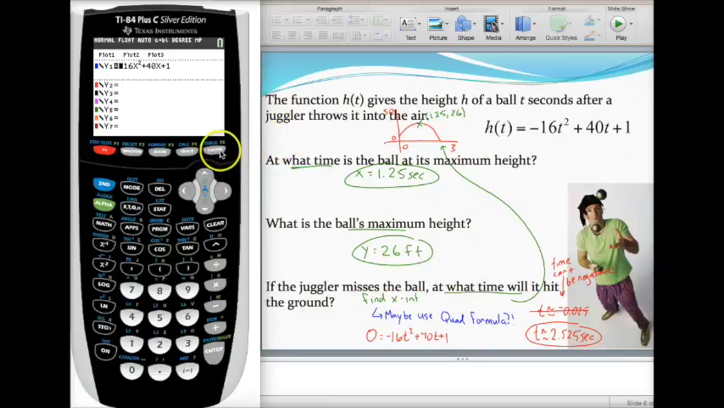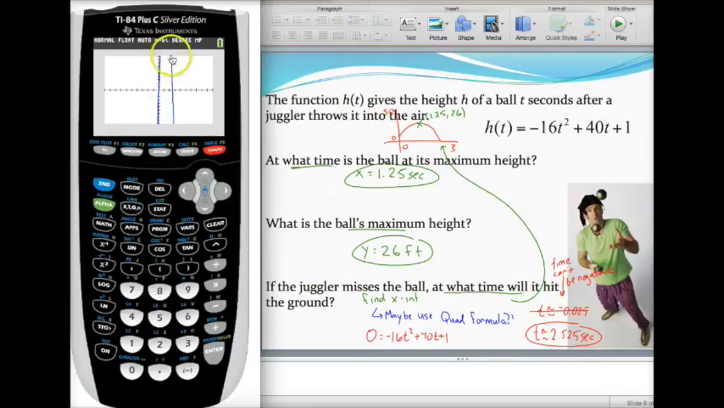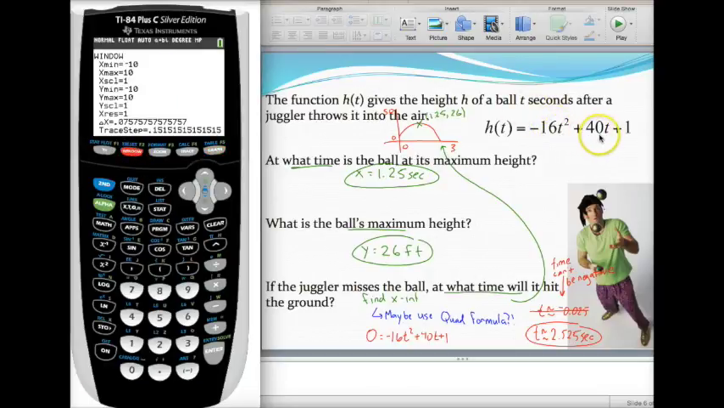So if I hit graph right now, I'm in my standard window. I can see that I don't really see a very good graph because I don't see the highest point. It's off the screen. I have all this negative time that I don't care about. So let's adjust our window really quick. My x, or my t in this case, is the input, the time. Well, time can't be negative, so I'm going to use x min of 0.